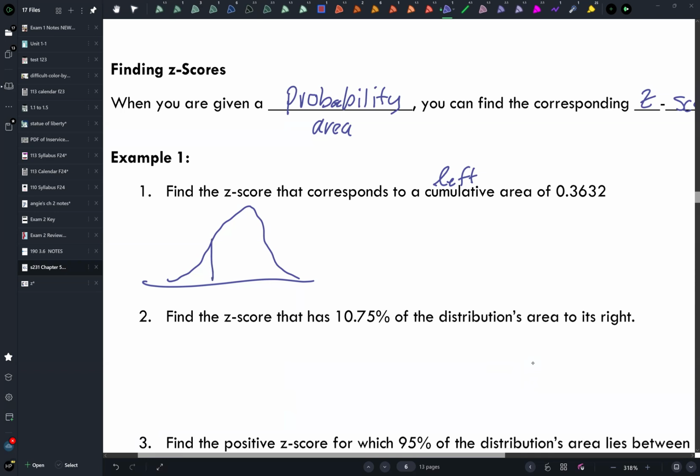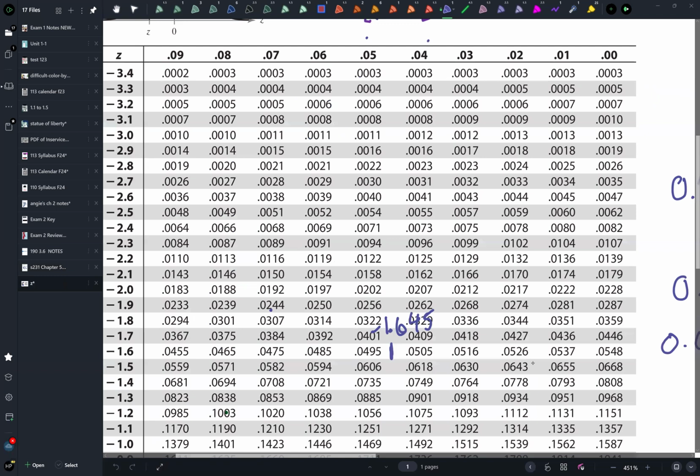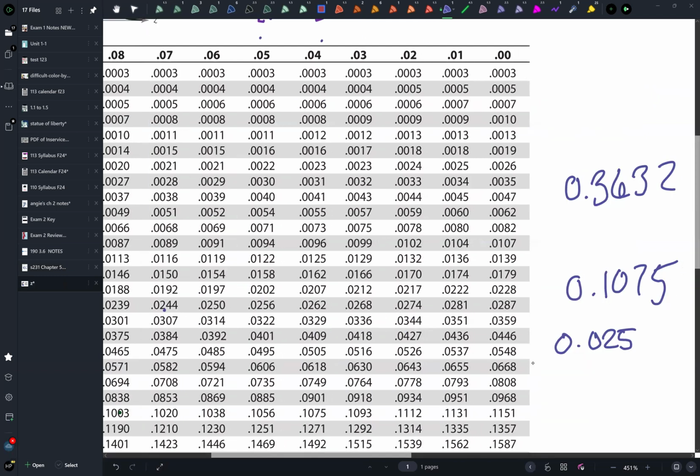So we're looking to find the z that corresponds to that. This is a normal distribution, so we're going to use our table in some way, just not the way we used it yesterday. Get out your z-table. Just keep that there, actually, we're going to be using it later. Okay, 0.3632 is my first area.